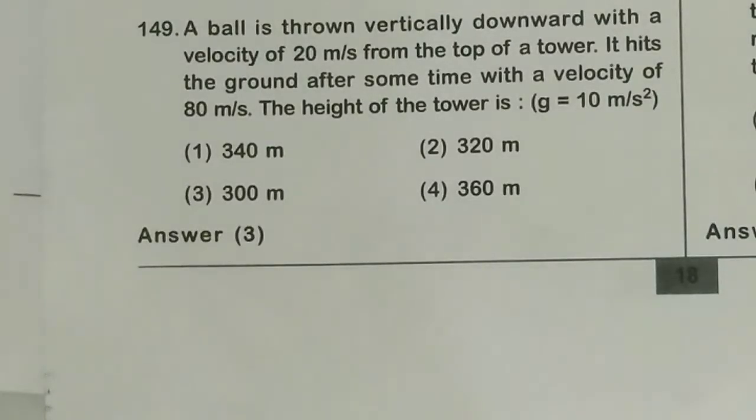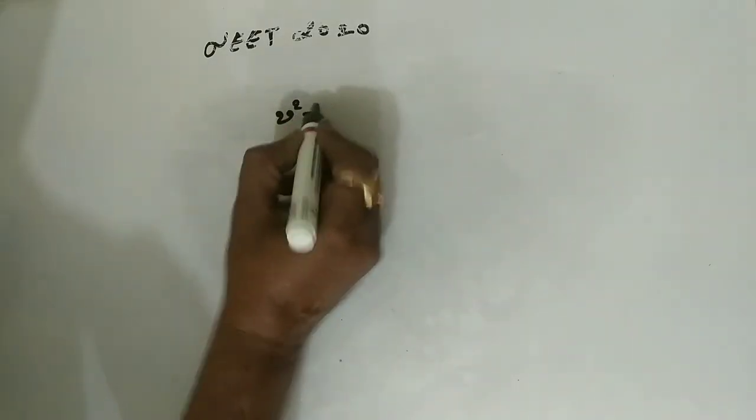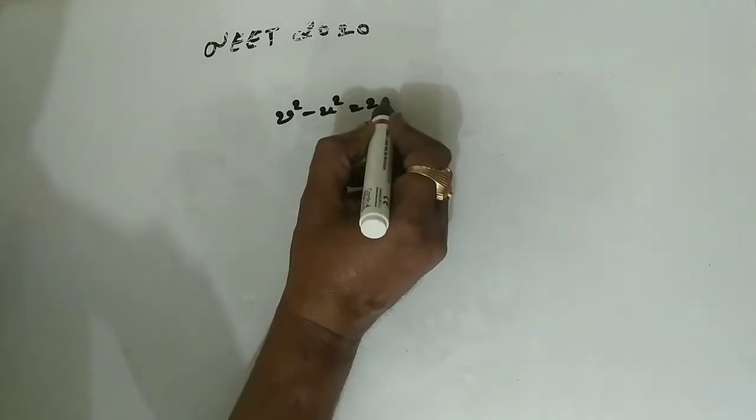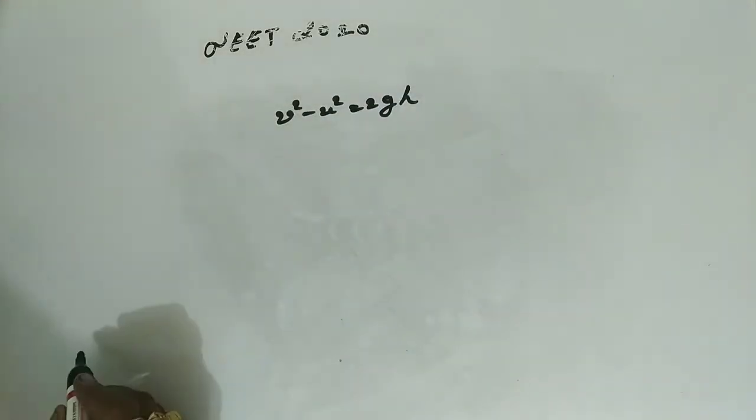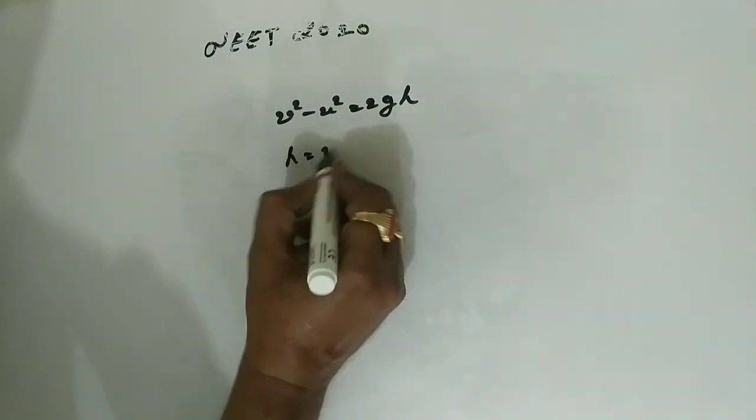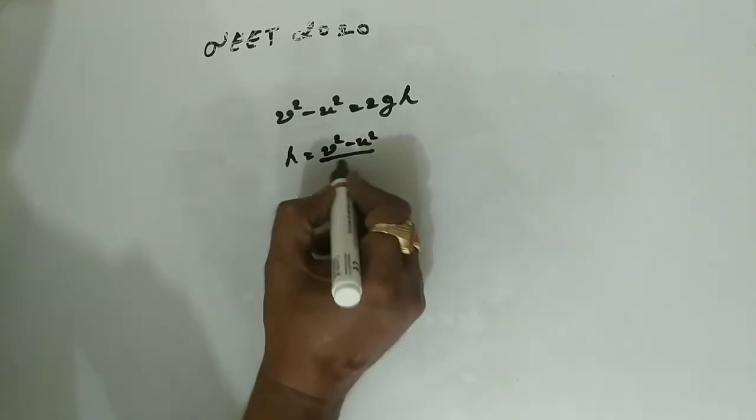Next we come across 149th. A ball is thrown vertically downwards with a velocity of 20 meters per second from the top of a tower. It hits the ground after some time with a velocity of 80 meters per second. The height of the tower, g equals 10 meters per second squared. When the body is thrown from a certain height, it is coming along the gravity. So we know that v square minus u square equals 2as, that is nothing but 2gh. I need h equals v square minus u square divided by 2g.